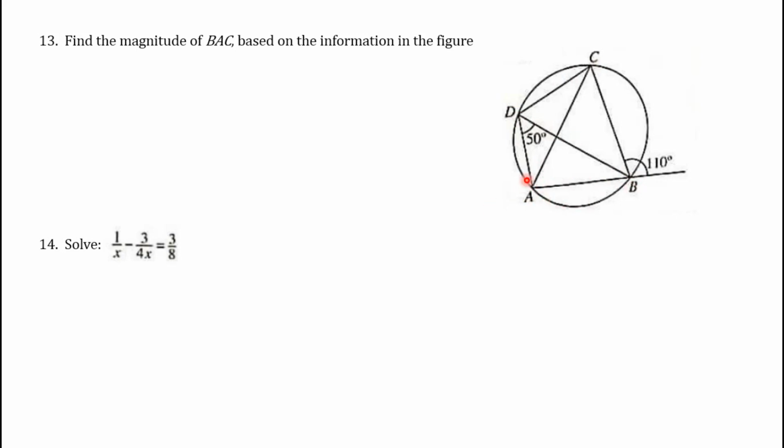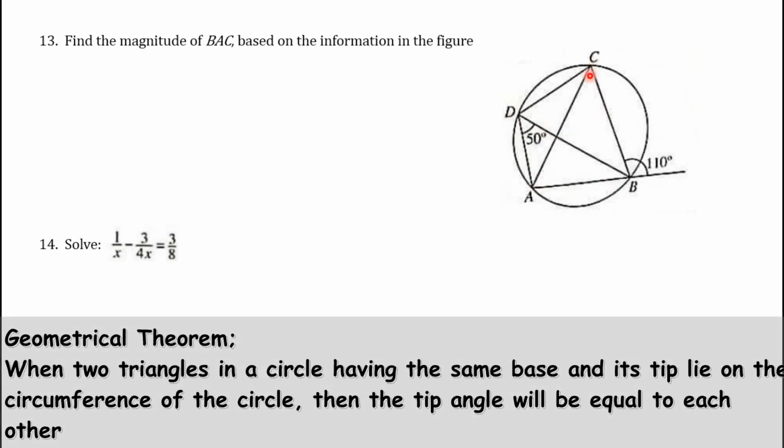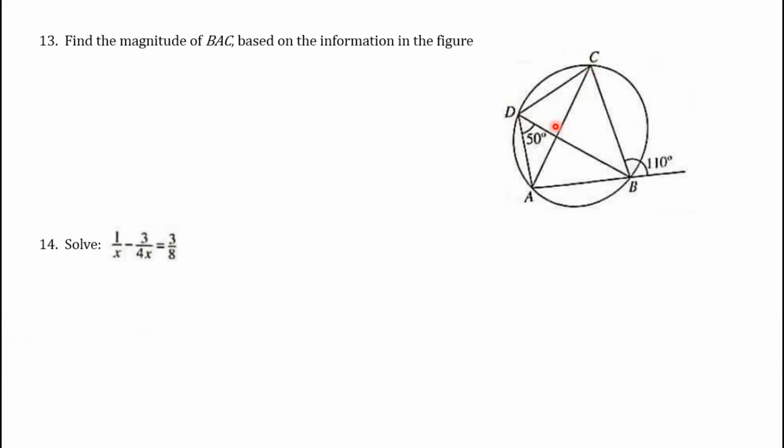AB. So therefore, the angles between these two triangles are equal because the tip of this triangle, that means ADB, is on the circumference of a circle, and same way the tip of this triangle ABC is on the circumference of the circle. So therefore, when two angles are on the circumference of a circle with the same base, they are equal in magnitude. So therefore, ADB and ACB will be 50 degrees. So if this is 50 degrees, we can find the angle of BAC.